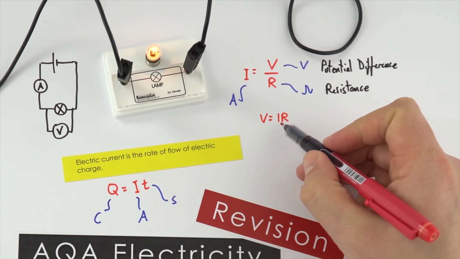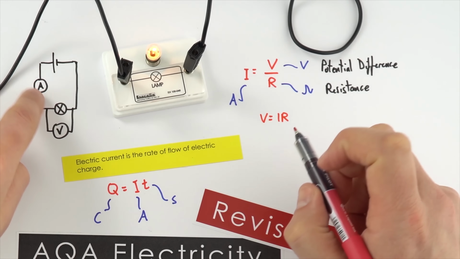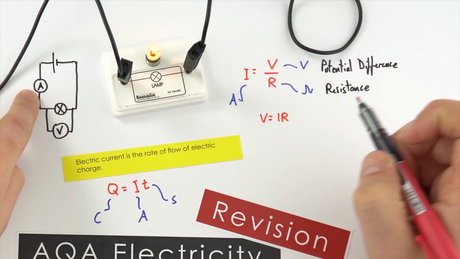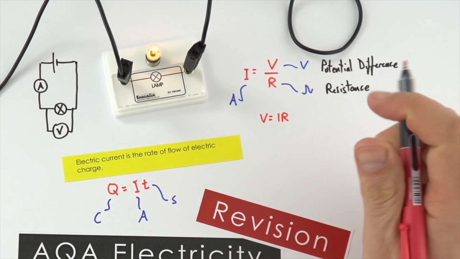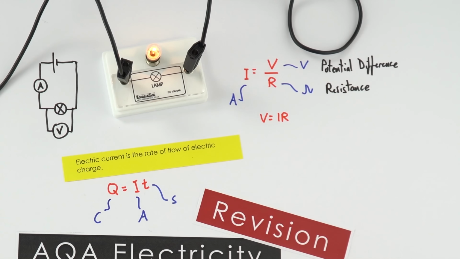Sometimes a more useful equation is V equals I times R, and you can apply this to any part of the circuit. If you know the potential difference and the resistance, you can then work out the current that is flowing. But when it comes to resistance, we need to look at the resistance of certain components.